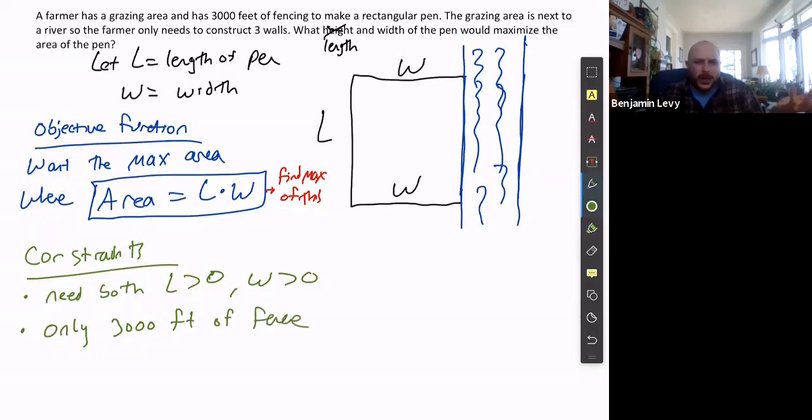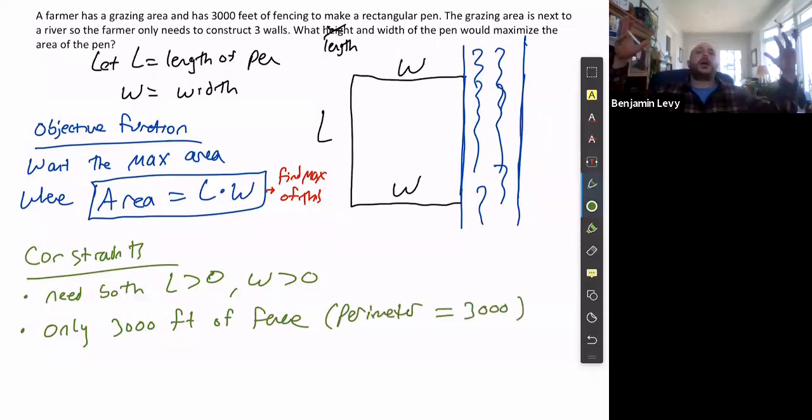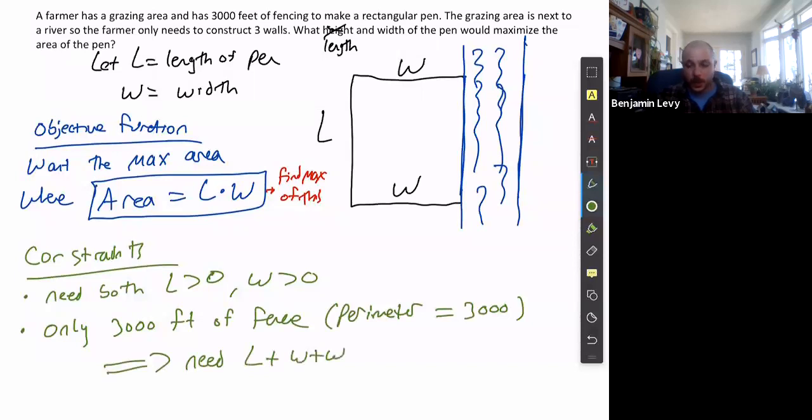And so ideally, we would want to use all of it, right? Why wouldn't we use all of it? And so we want the perimeter to equal 3,000. Right? That's a constraint. We want that thing to be as big as possible, so long as when you add it all up, you get the materials we have. So this tells us our constraint. This tells us that when we add all the sides, and there's 2 W's, only 1 L, we need that to be 3,000, right?